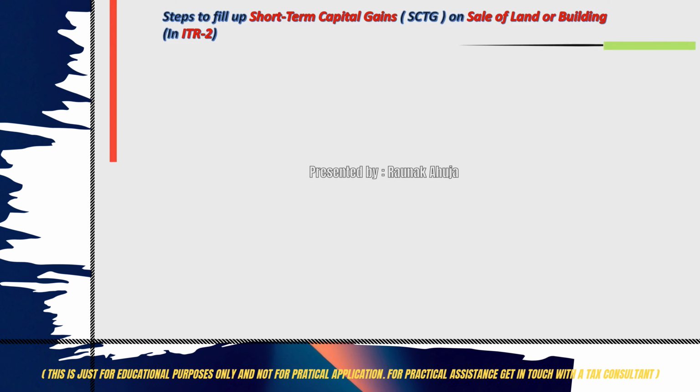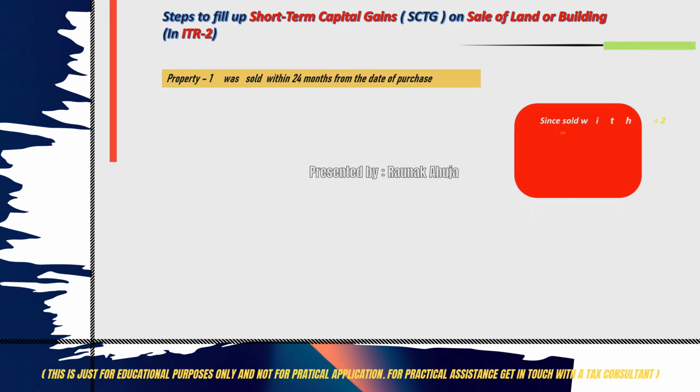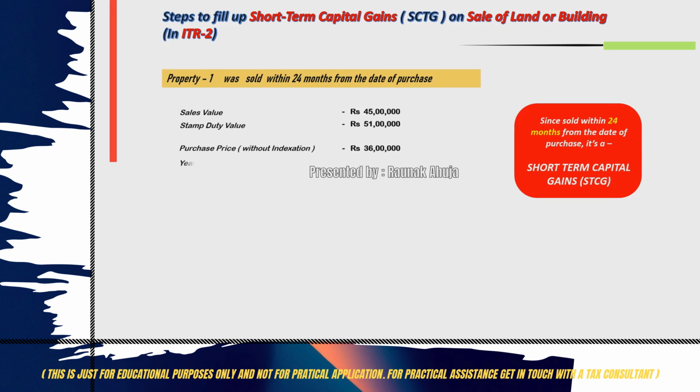Now, in case you sell a property, that is land or a building, within 24 months from the date of its purchase, then in such a case, it would be treated as a short-term capital gain. And in that case, you would be requiring the following details: the sales value, the stamp duty value, the purchase price, the year of purchase, and the cost of improvement. That is, the cost of major repairs that you conducted during the tenure of that asset.